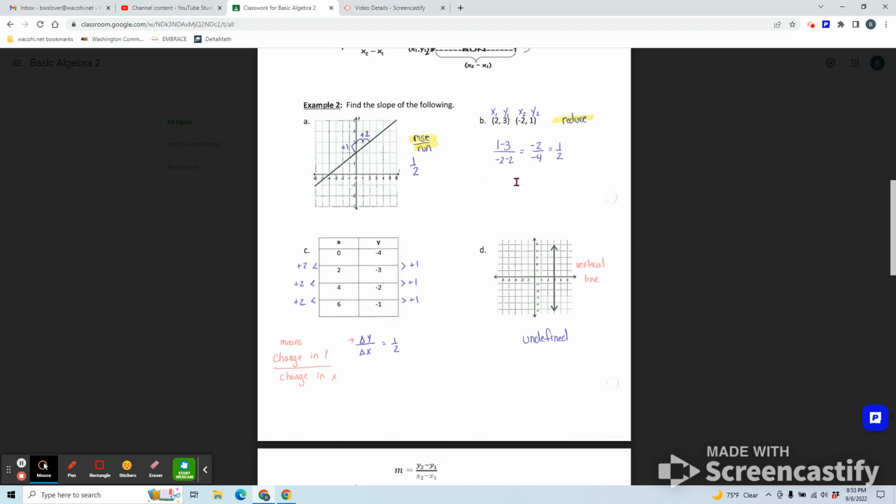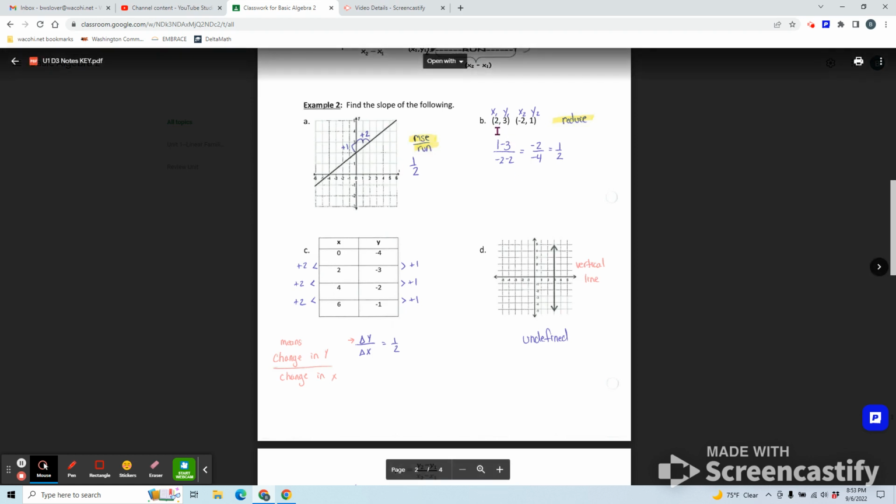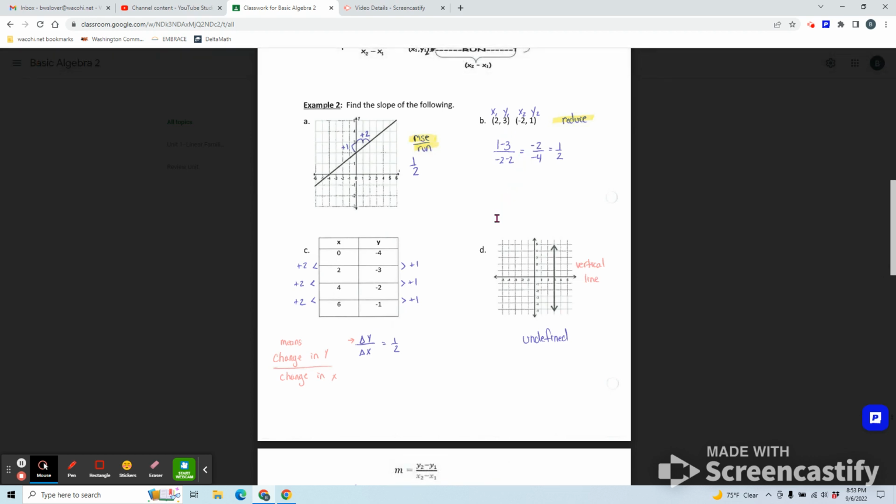Letter B. It's not graphed. I could graph it, but I don't have a graph. So I'm going to show you what to do if you don't have a graph. You're going to label it x1, y1, x2, y2. You're thinking, well, Mr. Slover, why would I label it like that? Your ordered pair, any ordered pair is always listed as x comma y.